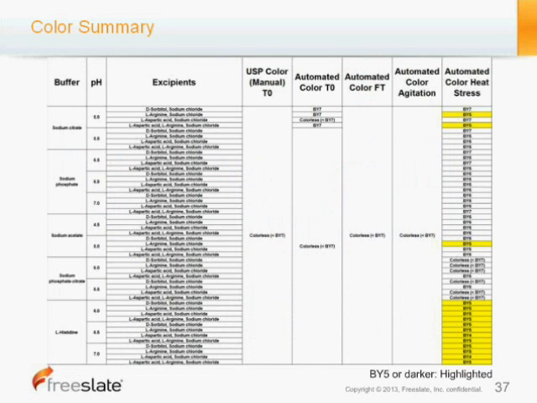And then another interesting result is when we look at our 48 formulations, we see that there's a marked increase in color. At T0, both USP, which is a manual method, and automated methods show basically colorless solutions. We also see colorless solutions in the freeze-thaw and agitation stresses. However, after the 3 weeks at accelerated temperatures, the increase in color is very significant in all of the histidine samples and also in a few other formulations.